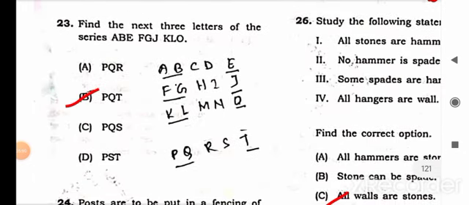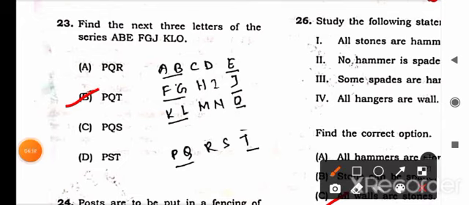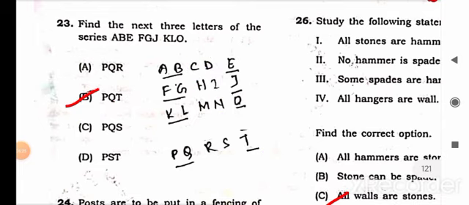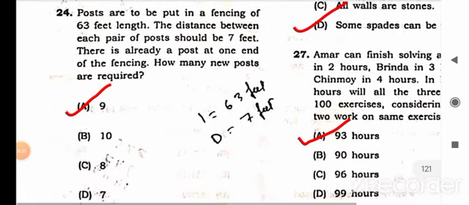Next, find the next 3 letters of the series A, B, E, F, G, I, K, L, O, and then what would the fourth series be like. See, A, B, and then E, a gap of 2, then F, G, H, I, a gap of 2, K, L, M, N, then a gap here, then O, after O comes P, Q, R, S, a gap, then T. So the answer will be P. So easy, you just have to be a bit calm, then these questions can be solved very easily. In these questions, just pause the video and read it.